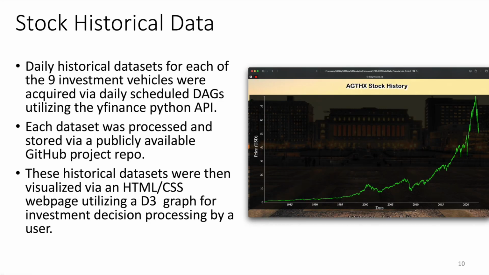For the stock historical datasets, daily historical datasets for each of the 9 investment vehicles were acquired via daily scheduled DAGs, which utilized the Y Finance Python API. Each dataset was processed and stored via a publicly available GitHub project repo. These historical datasets were then visualized via an HTML CSS webpage utilizing a D3 graph for investment decision processing by a user.